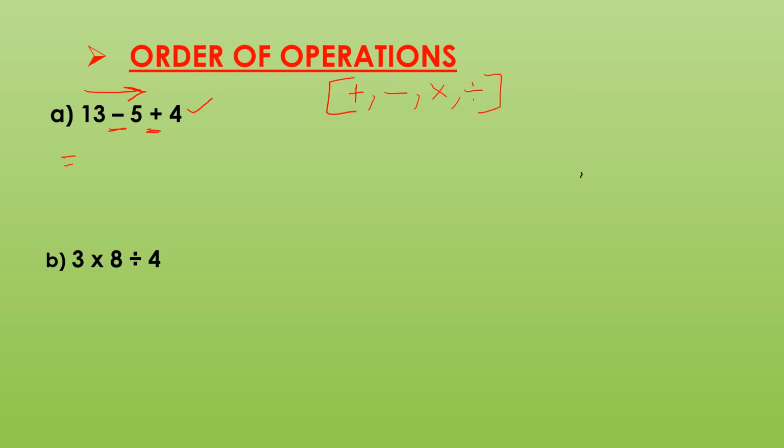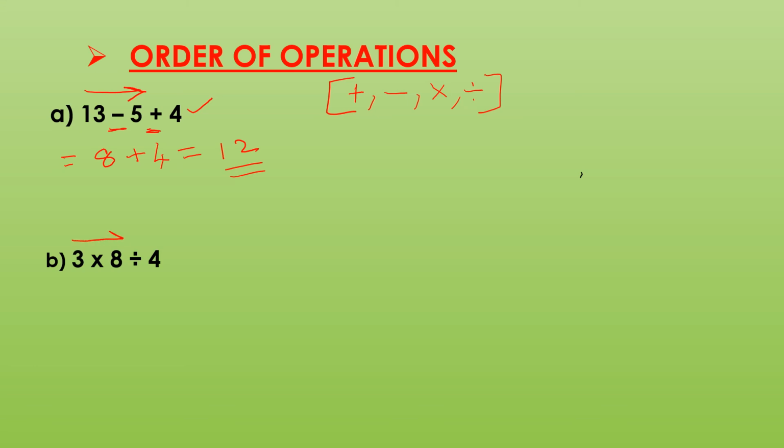So what is 13 minus 5? It's 8. 8 plus 4. What is 8 plus 4? 12. Understood? Similarly, if your numerical expression contains multiplication and division, again you will start doing from left to right.